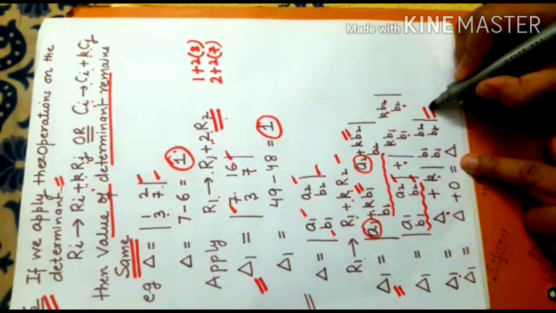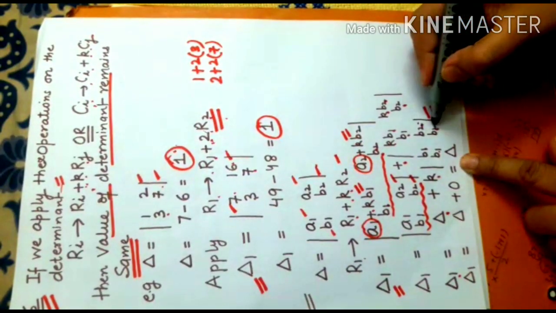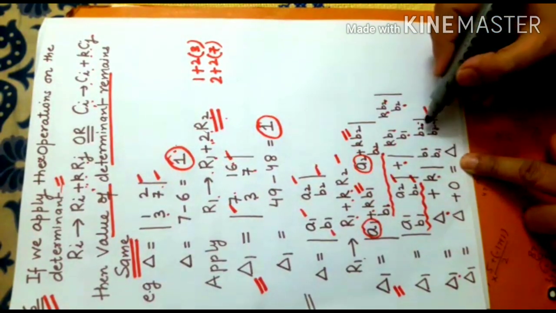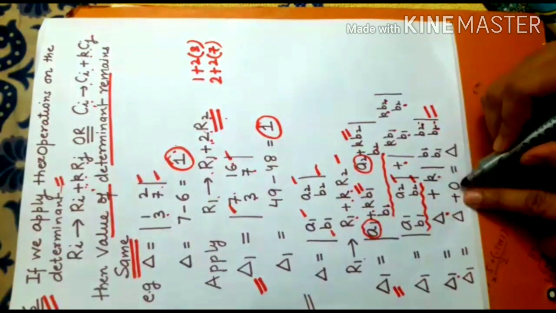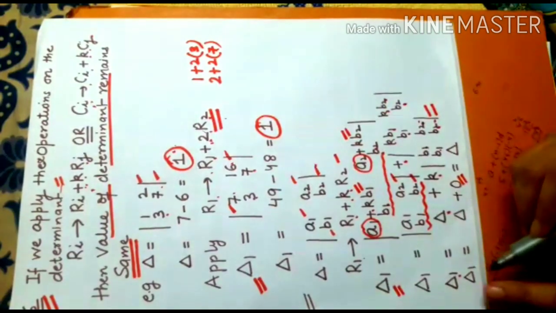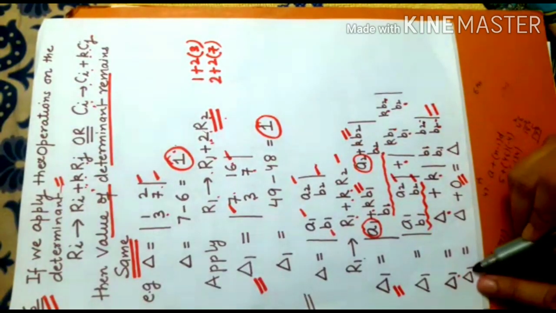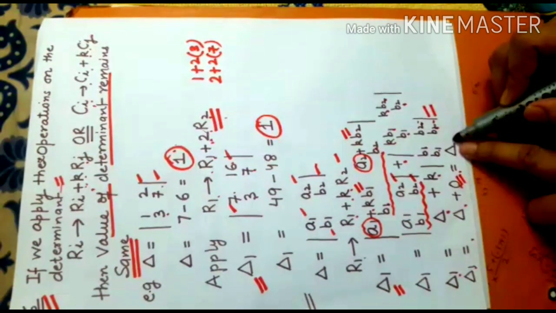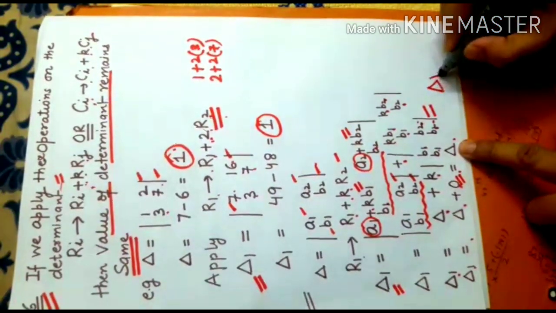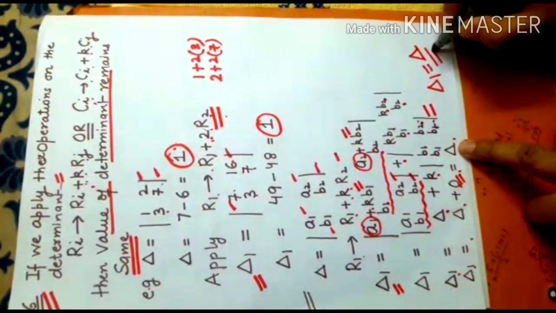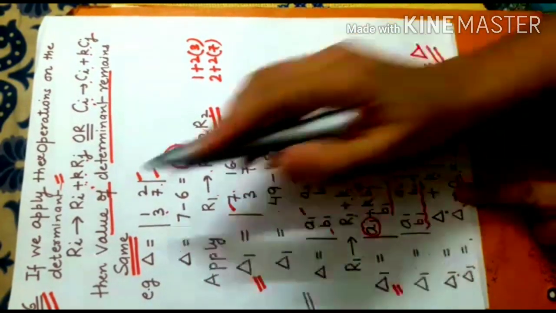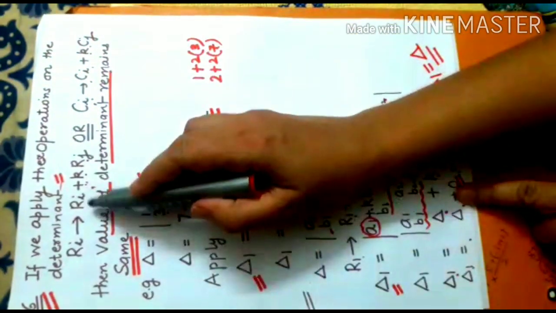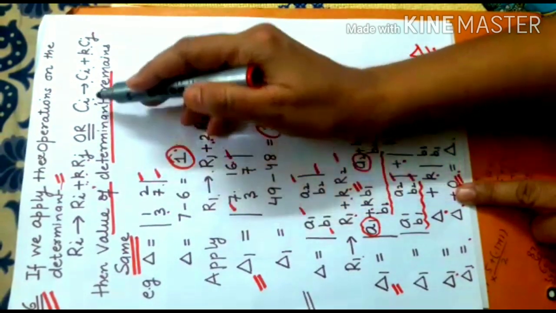Here in this determinant, both the rows are identical, so the value of this determinant will be 0. So we are left with delta 1 equal to delta plus 0, which is delta. So delta 1 is the same as delta. So under these operations, the value of the determinant remains the same.